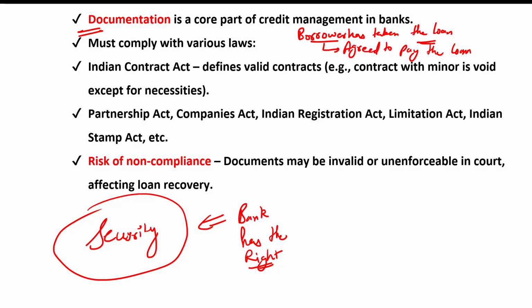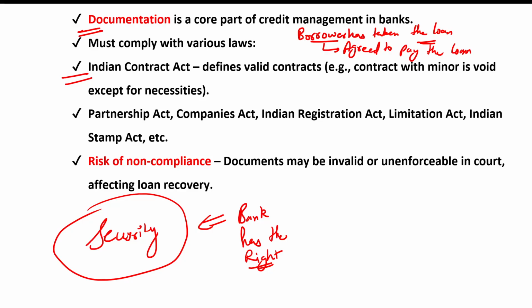And there are some key laws governing loan documentation in India. To name a few, Indian Contract Act. The Indian Contract Act provides the rules about valid contract, void contract, consent, minor contract. A contract with a minor is void because a minor is not competent to contract. And then we have other laws like Partnership Act, Companies Act, Indian Registration Act, Limitation Act, Indian Stamp Act, and so on and so forth. If the bank does not follow them, the document may be invalid in court, making the loan recovery difficult or sometimes impossible.